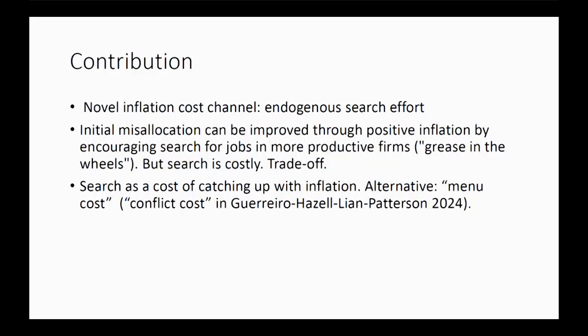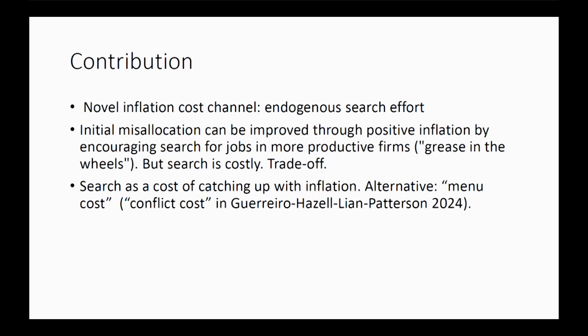So the initial misallocation can be improved through positive inflation. That's an interesting insight, by encouraging the search for jobs in more productive firms. Okay, so inflation in that sense acts as a grease in the wheels. It wakes workers up and makes them look for better matches. But search is costly, and that's the trade-off. So search here can be viewed as a cost of catching up with inflation. If you want to catch up with inflation, given that your nominal wage is fixed, or just indexed to trend inflation, you need to make this effort. Okay, so I view this as being akin to a menu cost. You want to reset your wage, you have to pay some menu cost.